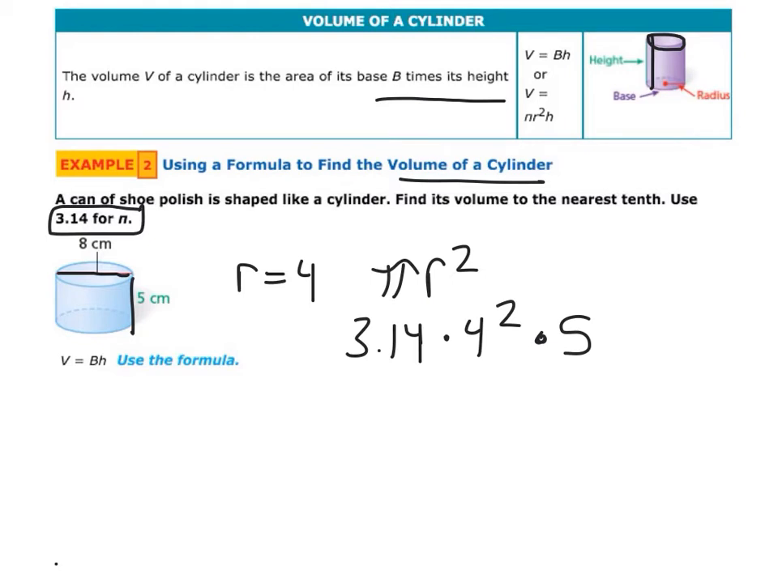So if we find the area of the surface of this cylinder and multiply it times 5, we'd have the volume of the cylinder. So order of operations, 4 squared is first, 4 squared is 16, so 3.14 times 16 times 5. I can multiply 16 times 5 first. I'd get 50 plus 30, or 80. So it's 3.14 times 80.